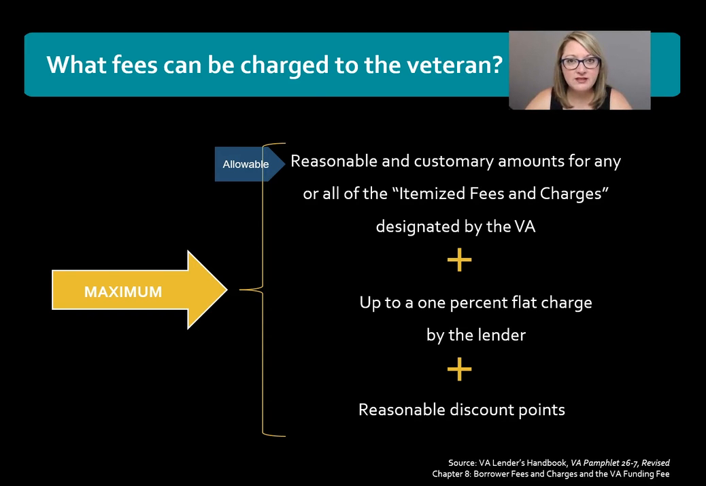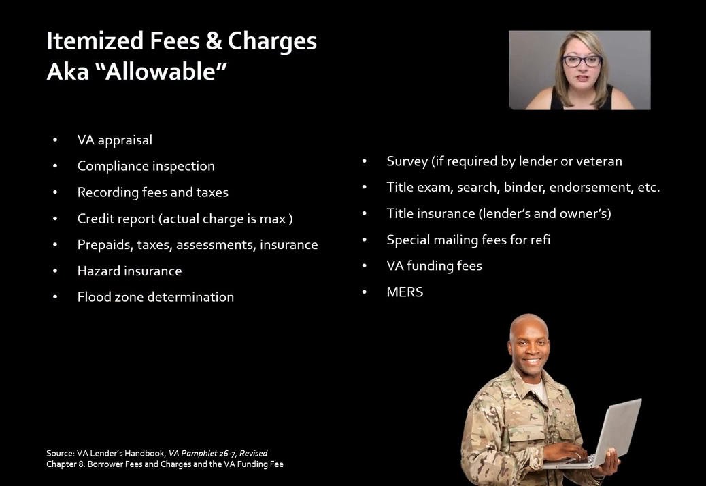And it's best to think of the itemized fees and charges as allowable, and to think of fees that fall into the 1% flat charge by the lender as unallowable. Now, that's where it can get a little bit confusing because you have allowable fees and you have unallowable fees. And most people would think, well, if it's an unallowable fee, that means I can't charge it to the veteran, and that's not actually the case. So let's take a look at that.